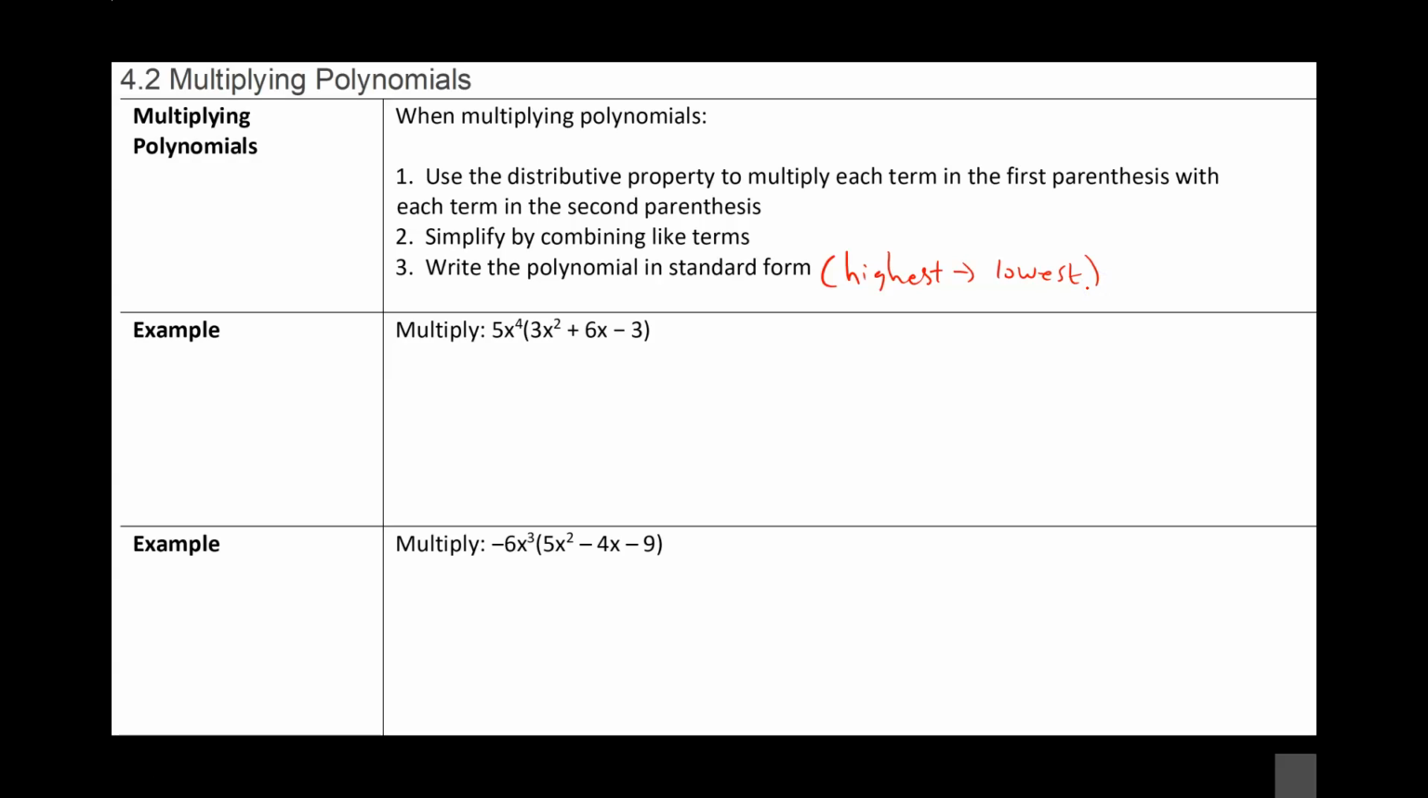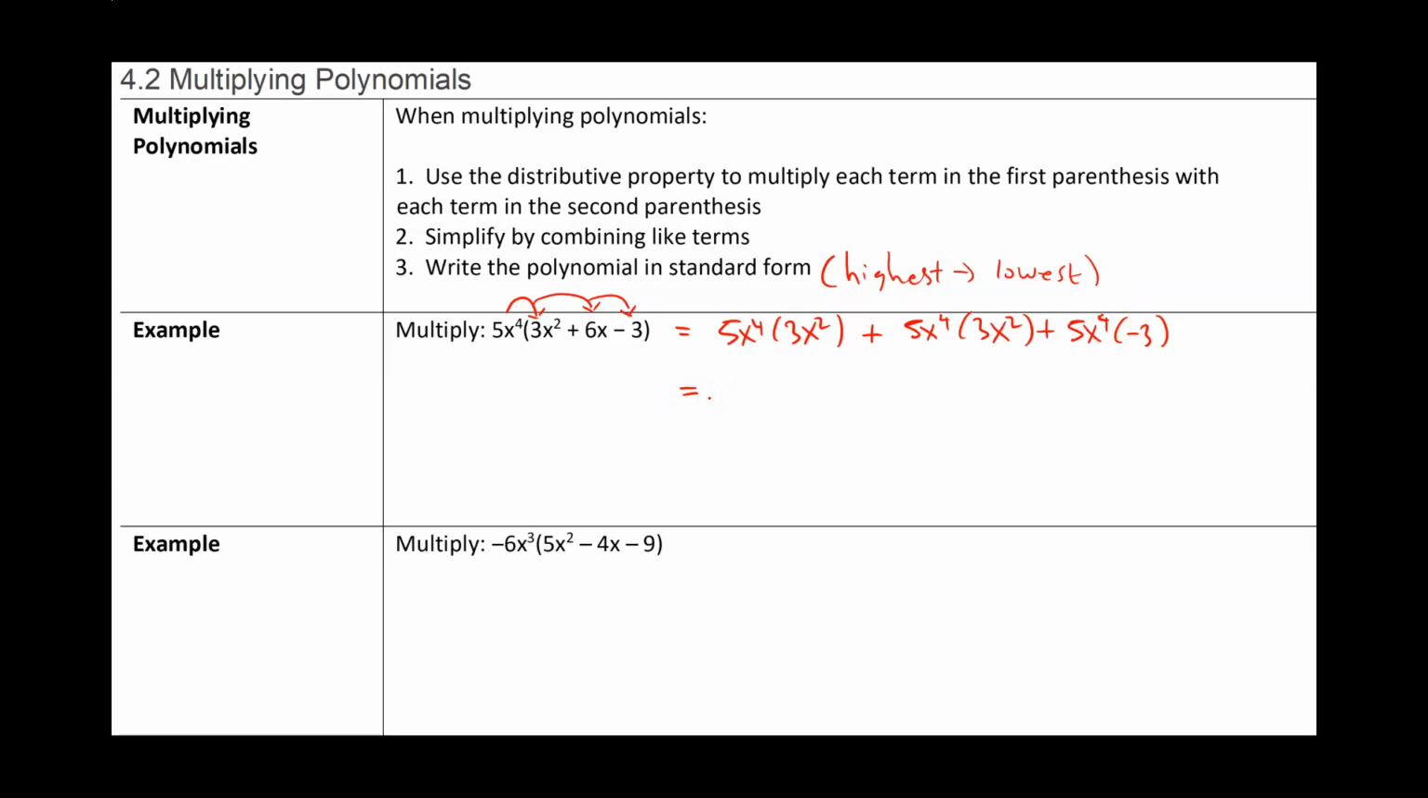Okay, for example, if we want to multiply 5x to the fourth times 3x squared plus 6x minus 3, we take the term outside of the parentheses, which is 5x to the fourth, and we multiply it to all three terms inside the parentheses. Now here's what that looks like. So we have 5x to the fourth times 3x squared. Then we have a positive times a positive, so we have a positive 5x to the fourth times 6x. And then we have a positive times a negative, so we have positive 5x to the fourth times a negative 3.